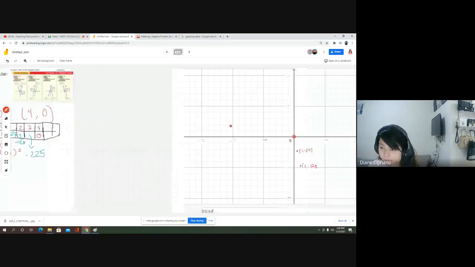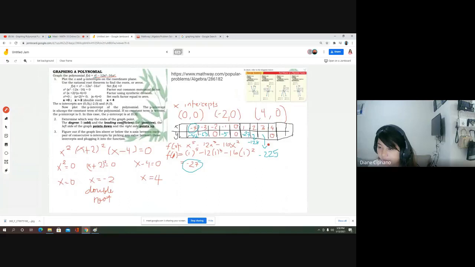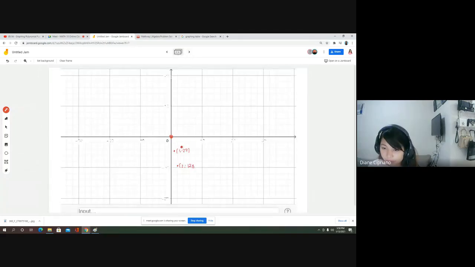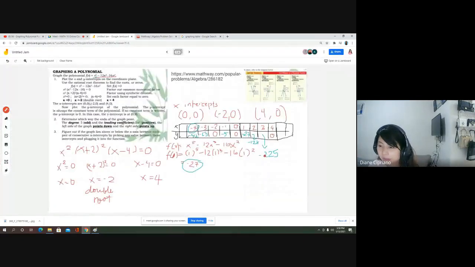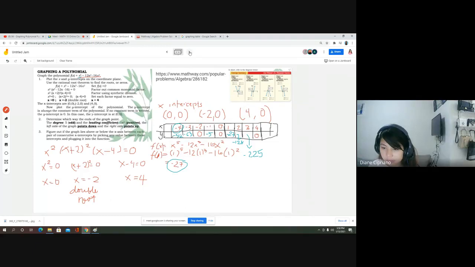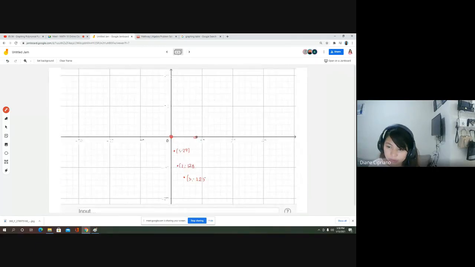Next, positive 3 and negative 2, 2, 5. Next, we have positive 4 and 0. So, assuming that this is the positive 4 and 0.